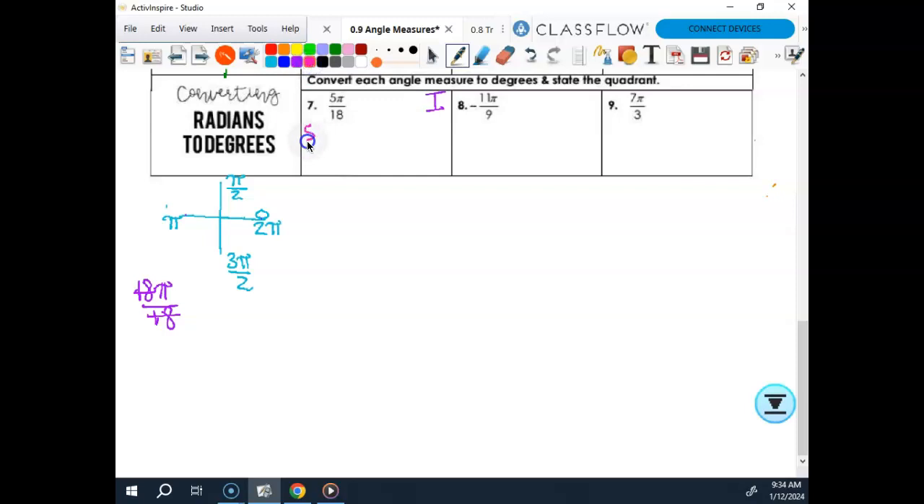I have 5 pi over 18. I am going to convert that to degrees, which means I need to divide the pi out. So this one's going to be 180 over pi, right? So then the pi's cancel out. How many times does 18 go into 180? 10. So this becomes 10. So I just end up with 5 times 10, which is 50 degrees. And I do believe that is in the first quadrant.